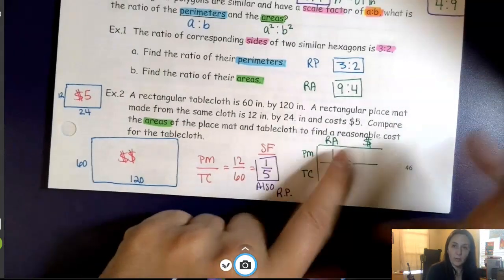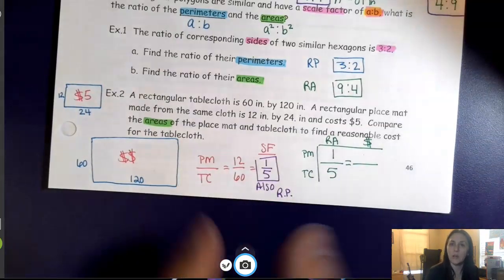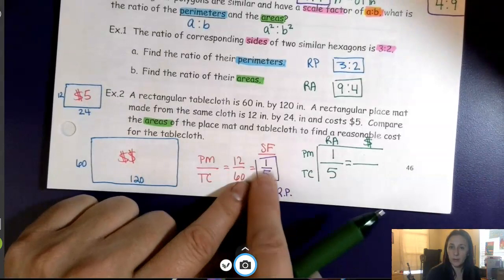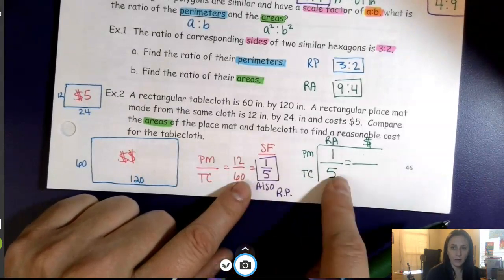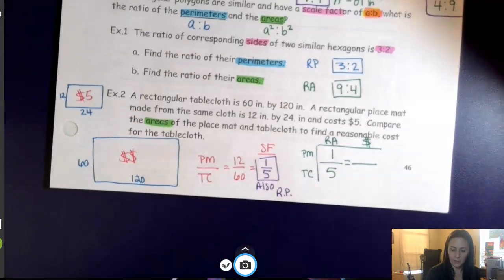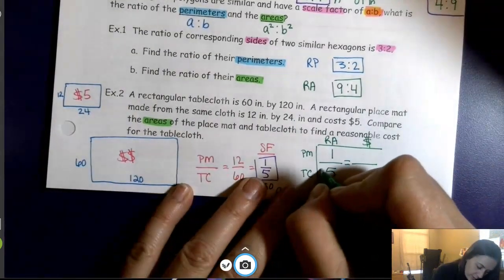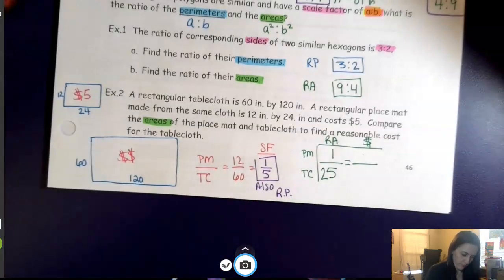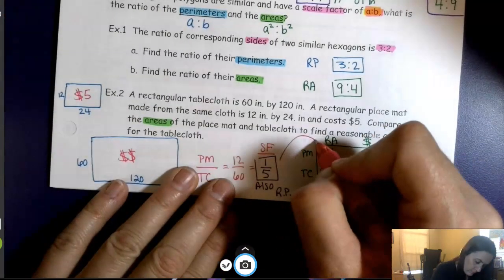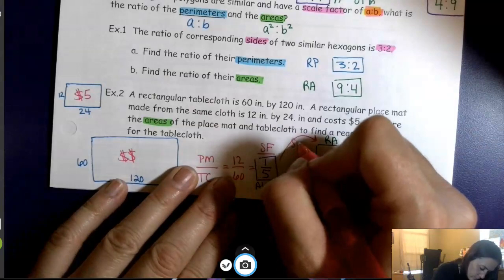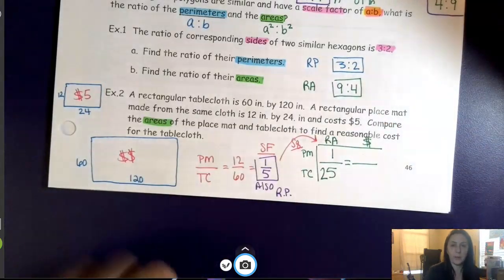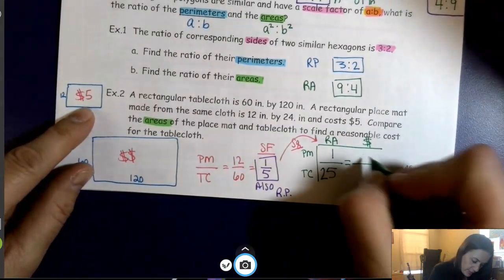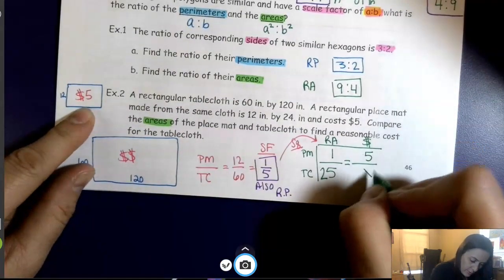No. Ratio of area, what did I just forget to do? Don't forget this, it's a really common mistake. My ratio of perimeter is 1 to 5. What is my ratio of area? What do I have to do to get here? Remember, you have to square it, so this will be 25. Square it.